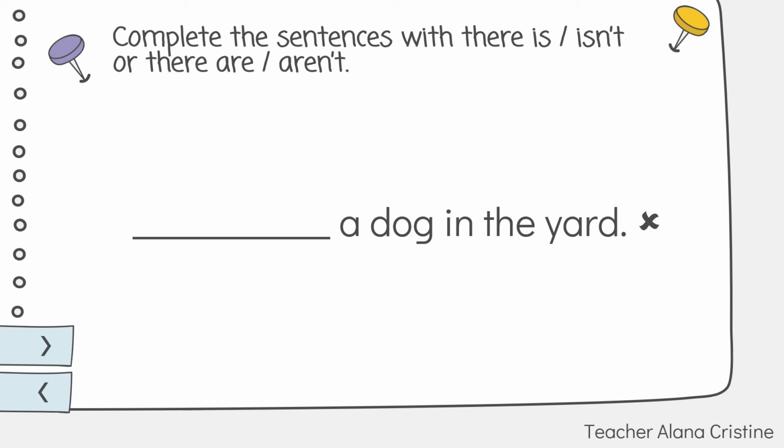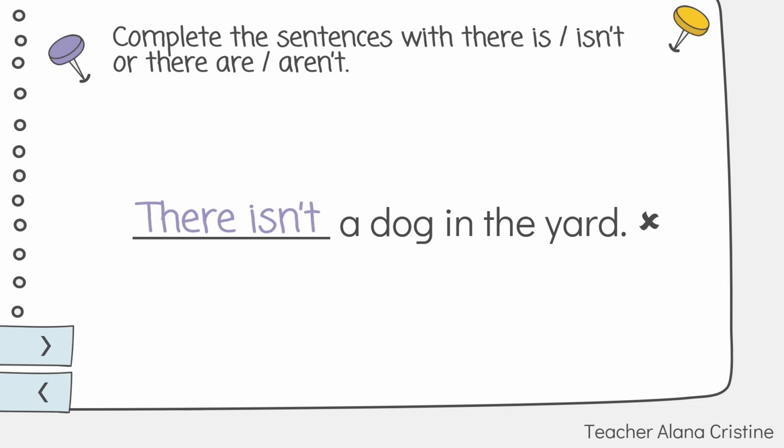So guys, let's check the answer. A dog in the yard. Is a dog in the singular or in the plural? If you said singular, then you are correct. However, this sentence is in the negative form. So, to form a sentence in the negative form with a singular noun, do we use there is, there isn't, there are, or there aren't? Well, if you said there isn't, then you are correct. There isn't a dog in the yard.